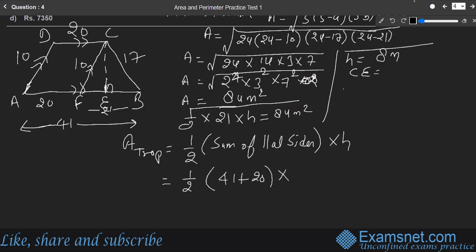How much is the height? We just calculated the height to be 8. So if we solve this, it comes out to be 61 into 4, that is 244 meters square. That is the area coming.